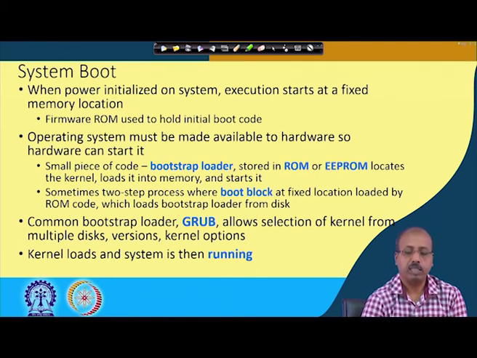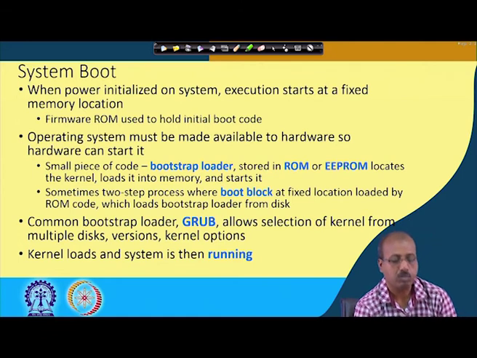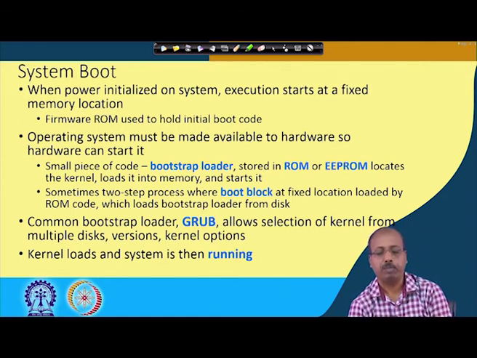The operating system must be made available to hardware, so hardware can start it. So from location 0, I should have instructions such that it is either the beginning of the operating system, or it is a simple code that loads the operating system from the secondary storage into the main memory and then transfers control to the operating system. So, there is a small piece of code which is called the bootstrap loader.